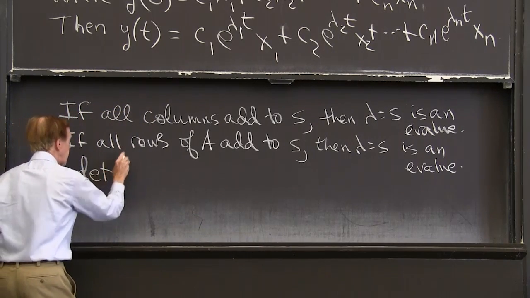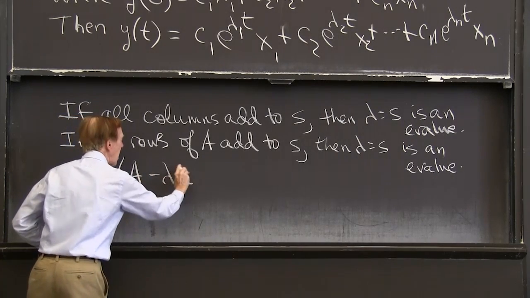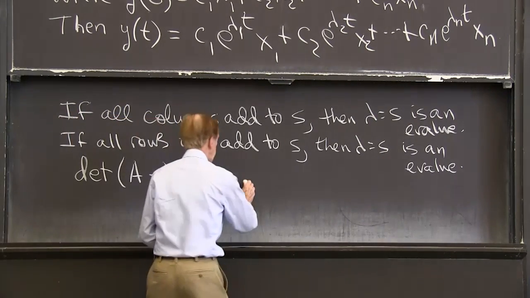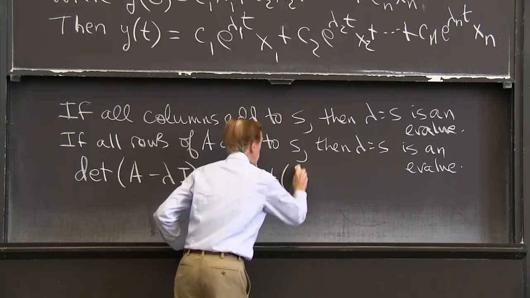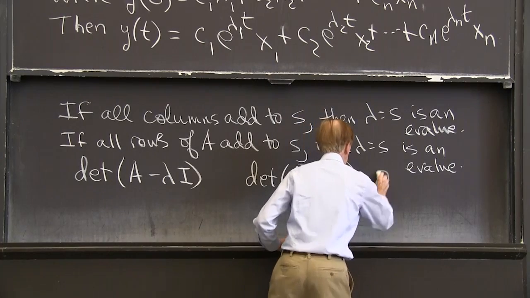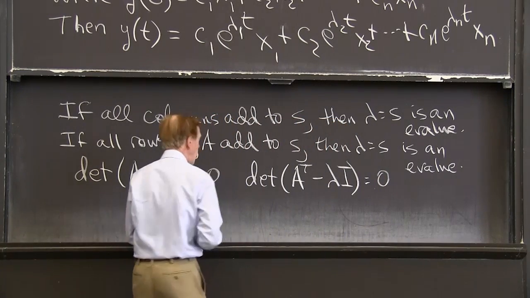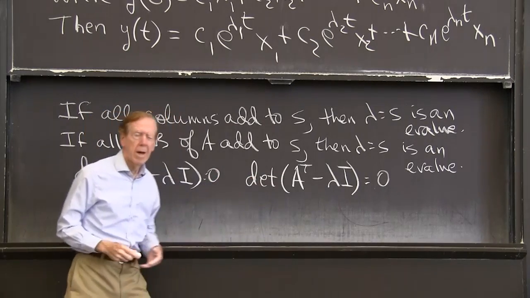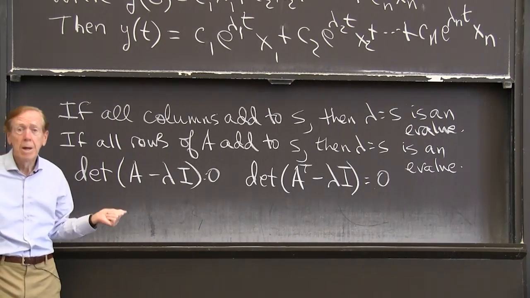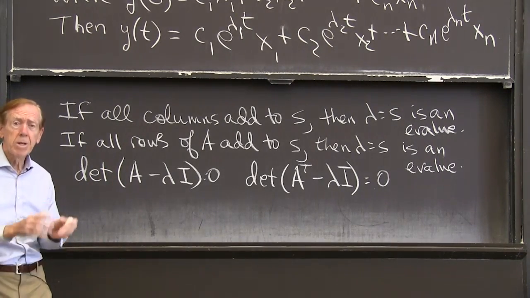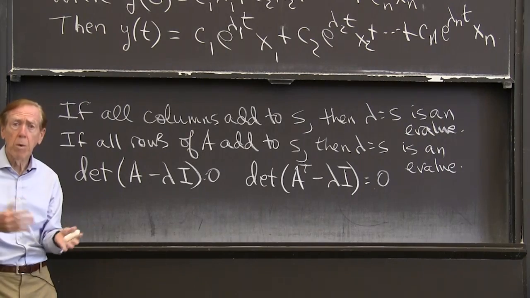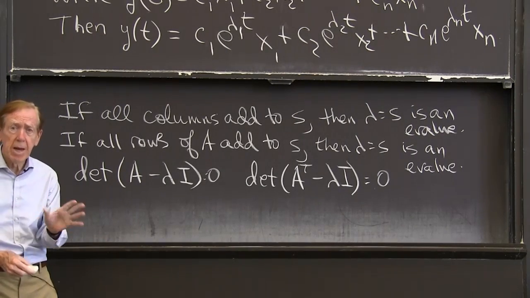If I want the eigenvalues of a matrix, I look at the determinant of lambda I minus A. That gives me the eigenvalues of A. If I want the eigenvalues of A transpose, I would look at this equaling 0, right? That equation would give me the eigenvalues of A transpose, just the way this one gives me the eigenvalues of A. But why are they the same? Because the determinant of a matrix and the determinant of its transpose are equal. A matrix and its transpose have the same determinant.